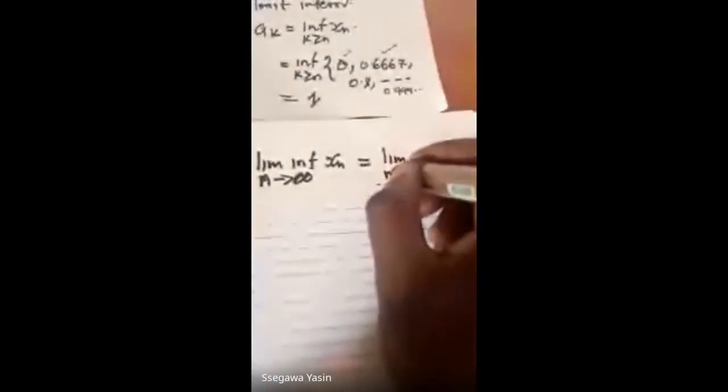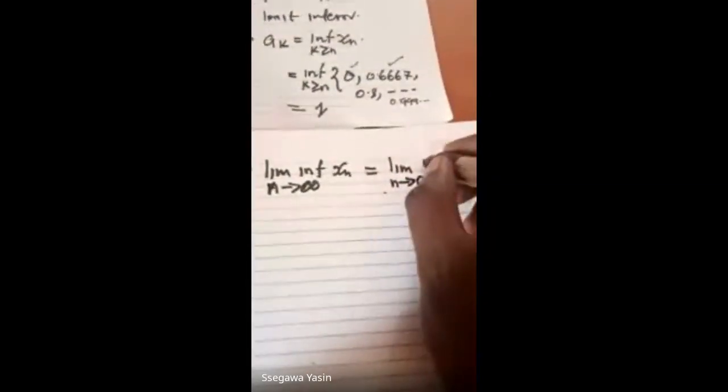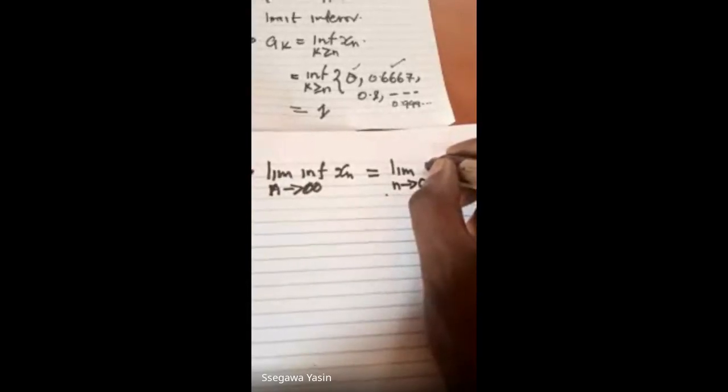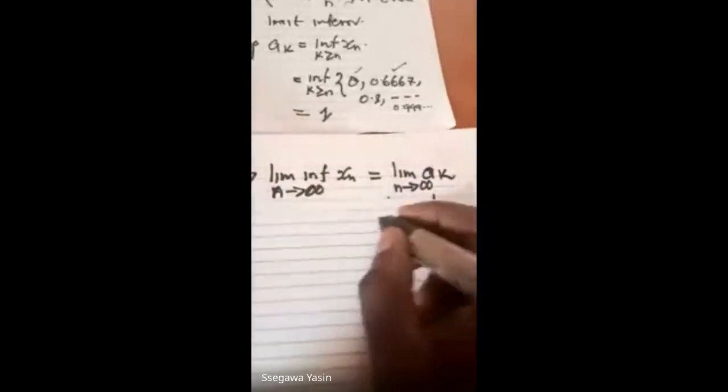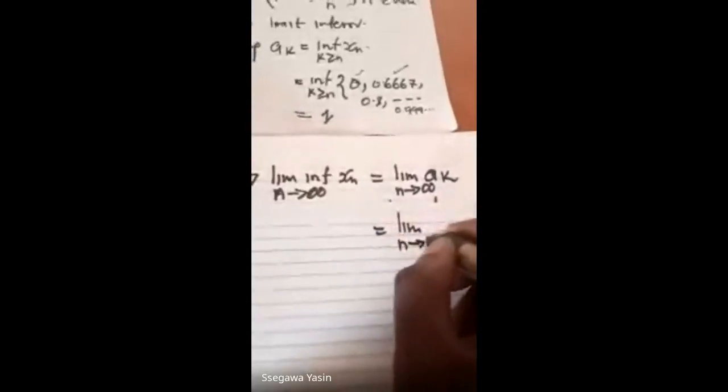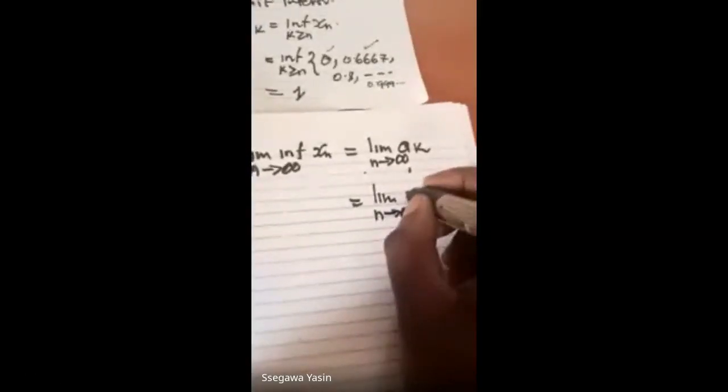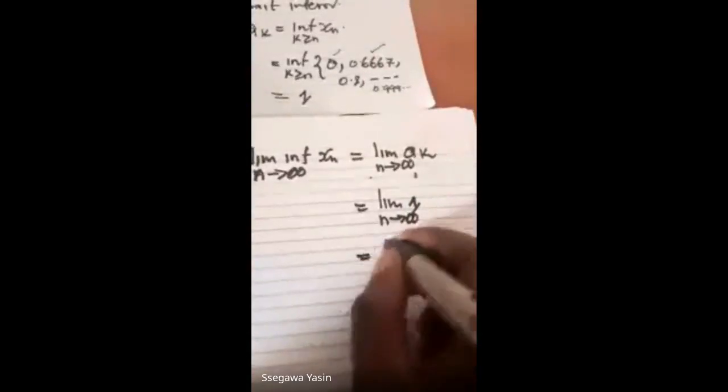Then you will see that therefore our limit inferior as n goes to infinity of x_n, we shall have the limit as n goes to infinity of a_k. This will be the same as the limit as n goes to infinity of this. Please, can you mute your mics? Of this is 1. We shall finally get a 1.